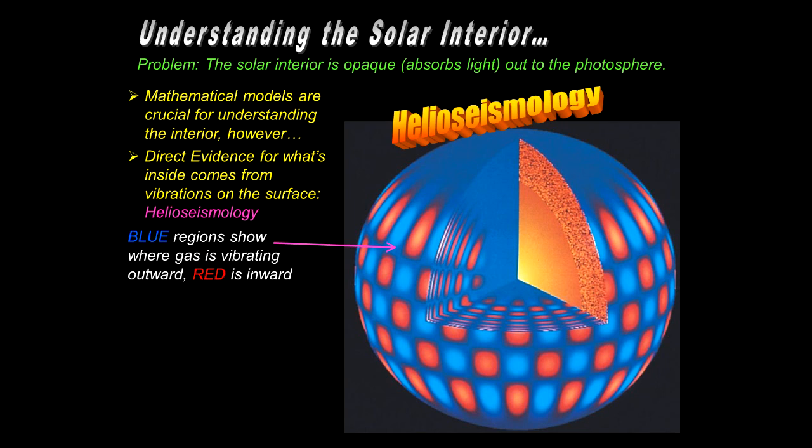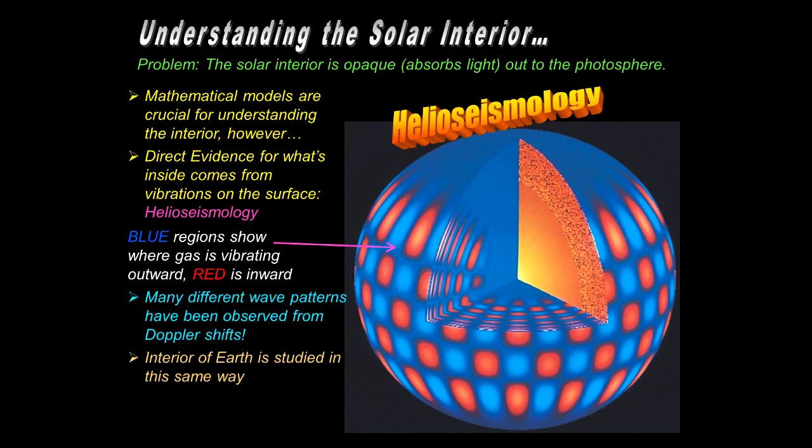So here shown are blue and red regions corresponding to places where the gas is moving outward, it's blue shifted, or inward, away from us, red shifted. Many different modes of vibration have been observed as we look at the sun and observe Doppler shifts. This is also how, in similar ways, we study the interior of the Earth. So that's a very useful tool.